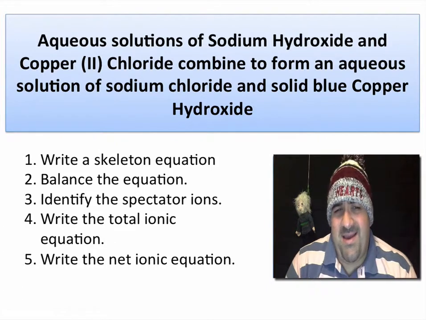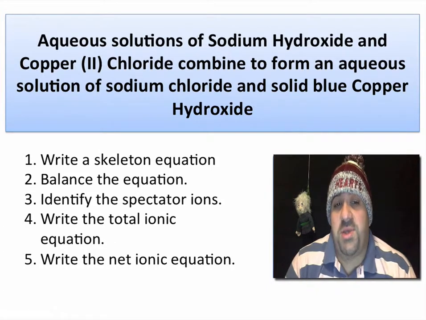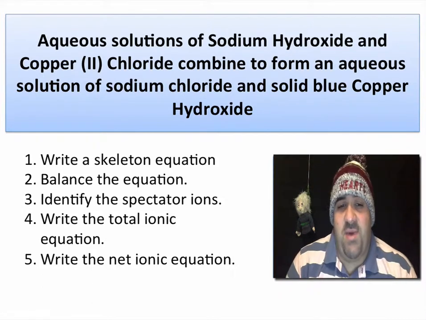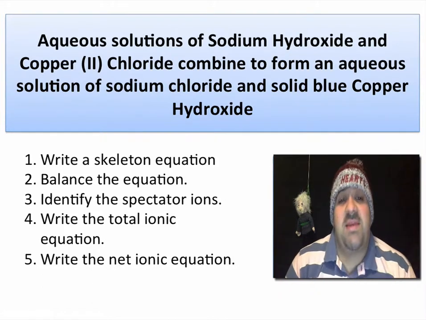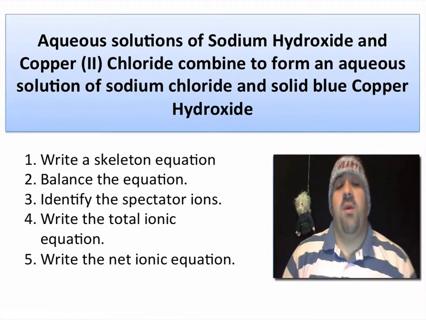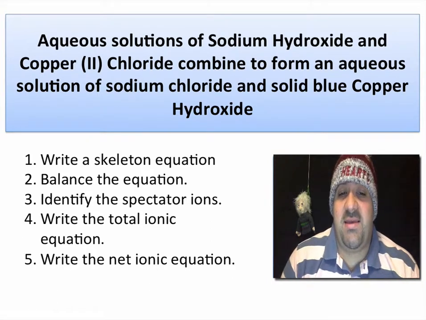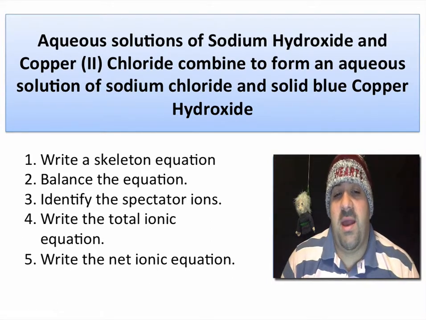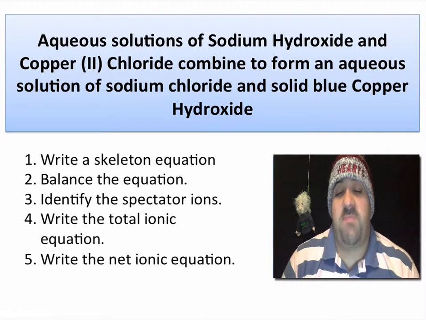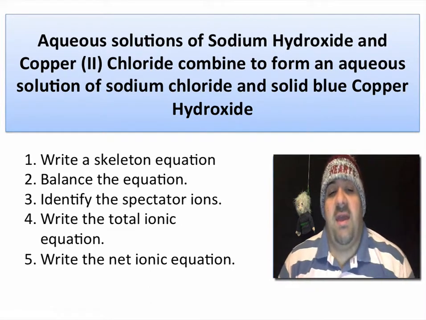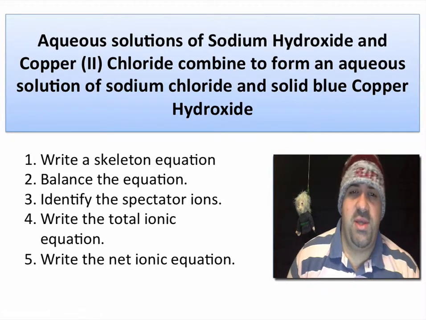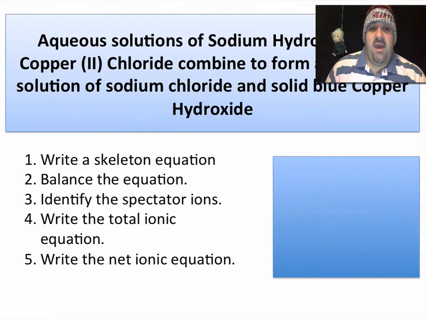First, we need to write a skeleton equation for this. We need to figure out what our basic formula or equation is going to be. Then we're going to have to balance the equation. Conservation of mass. We need the same number of atoms on each side. We're going to identify the spectator ions. Then we're going to write the total ionic equation, figure out what the spectator ions are, cross them off, and end up with a net ionic equation. So let's just go through and do this and see how it's done.